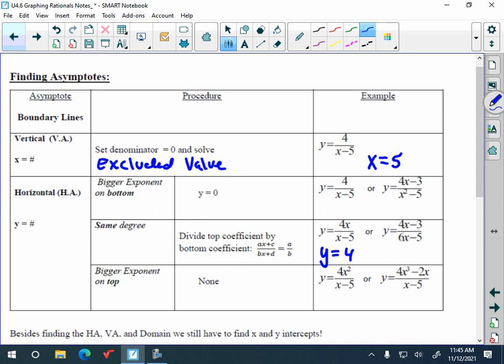Right. So again, we just take the coefficients in front of the x. This one, we have x to the first over x to the first. So we take the coefficients in front, so 4 over 6. And then simplify the fraction if you can. 4 over 6 will simplify to 2/3. So this would be y equals 2/3.